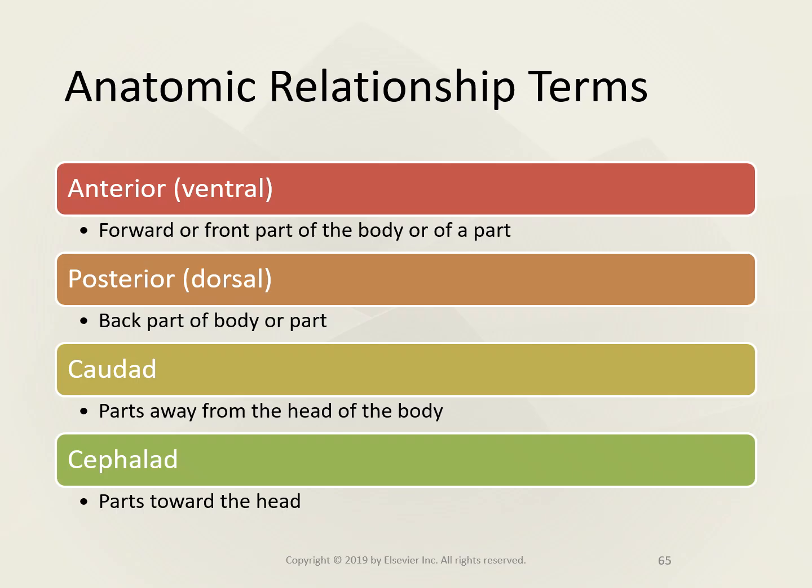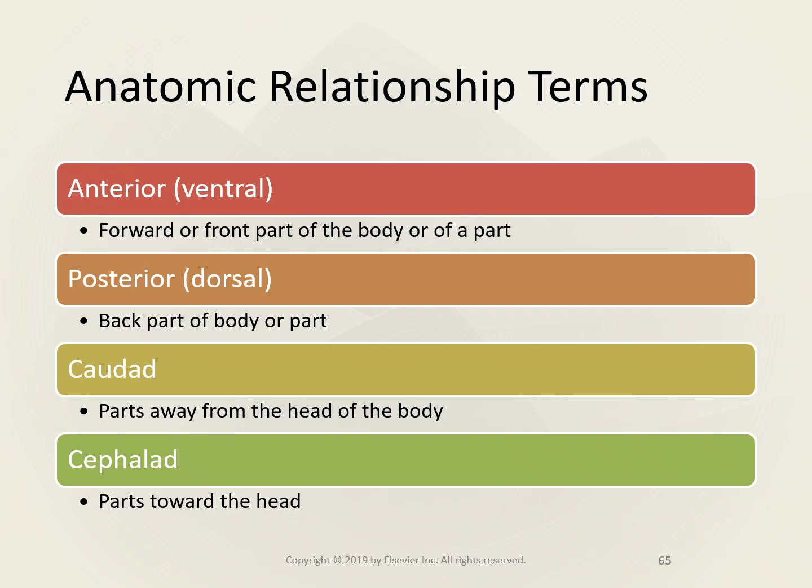Anatomic relationship terms. Okay, anterior means toward the front. Posterior means toward the back. Okay, so your spine is always posterior. Thank you very much. The spine's always posterior. You won't believe how useful that piece of information will be when it comes to image critique. The spine is always posterior.